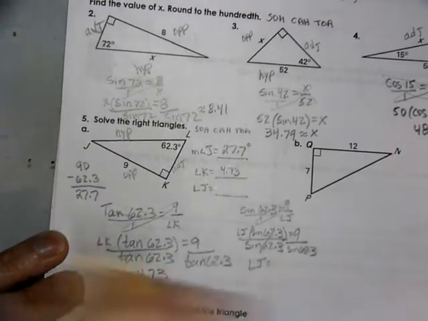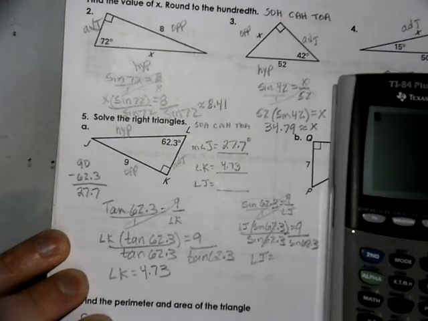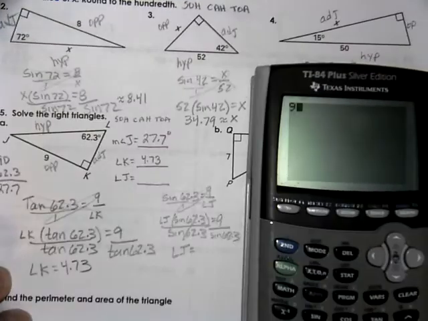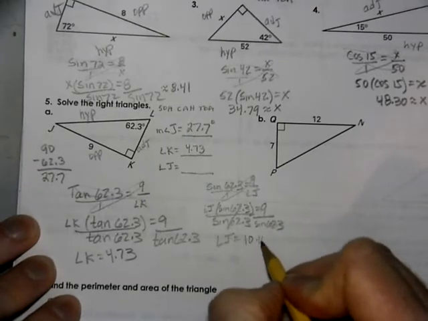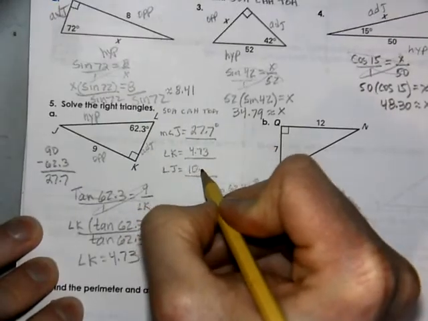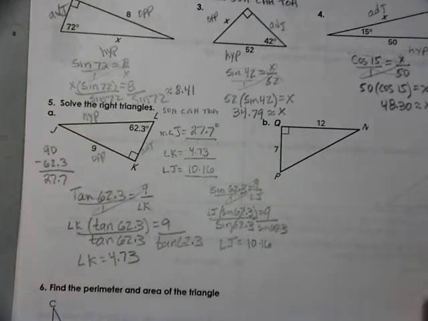So LJ will be approximately 9 divided by the sine of 62.3, which comes out to be 10.16. Remember, LJ is the hypotenuse, so it has to be the biggest side. So it's bigger than 9 and it's bigger than 4.73. That seems reasonable.